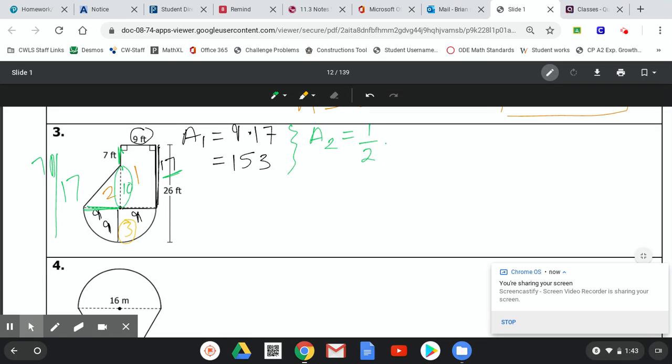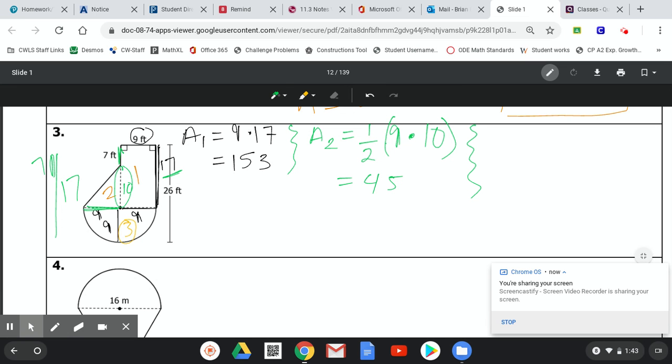All right, so continuing on with that problem, we have a base of 9, a height of 10. So for the area of that triangle, it's just 1/2 of 9 times 10. Or if you're plugging it in your calculator, do 9 times 10 divided by 2. That is going to give you 45, okay?